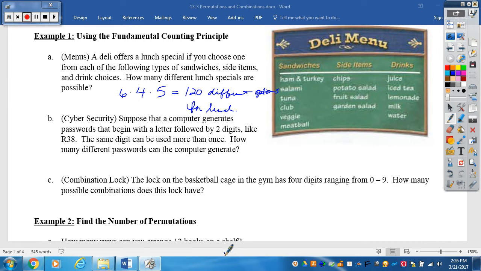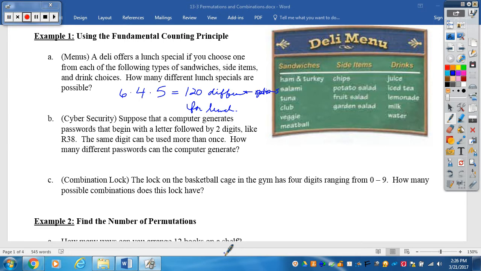B, cybersecurity. Suppose that a computer generates passwords that begin with a letter followed by 2 digits, like R38. The same digit can be used more than once. How many different possible passwords can the computer generate?